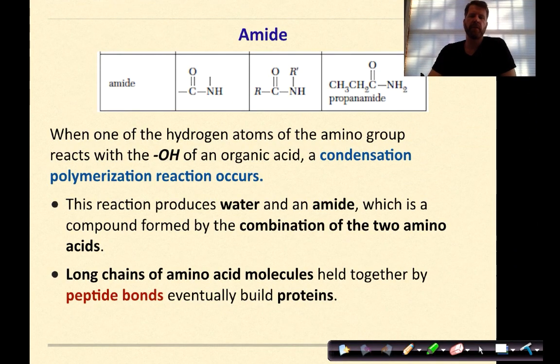Let's examine the final functional group listed on Table R called an amide. One of the hydrogen atoms of the amino group reacts with an OH of an organic acid, and a condensation polymerization reaction occurs. This reaction produces water and an amide, which is a compound formed by the combination of 2 amino acids. Long chains of amino acid molecules are held together by peptide bonds and eventually build proteins, which are longer chains of amino acids linked together with what you called in living environment a peptide bond, and in this course we're now calling an amide bond.